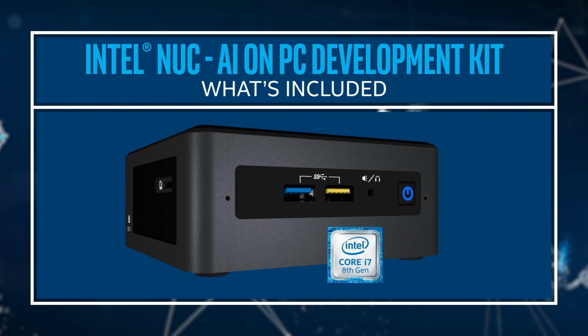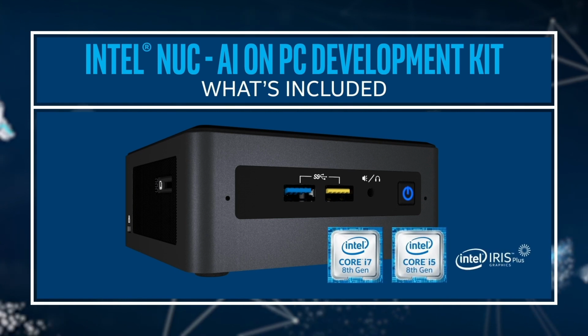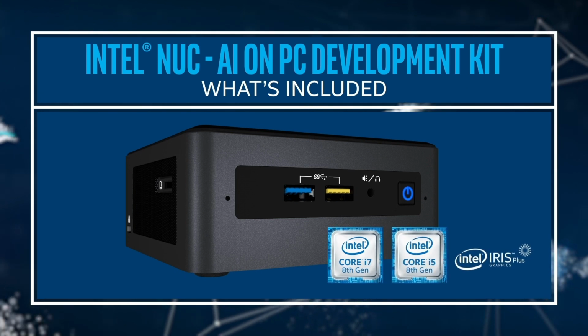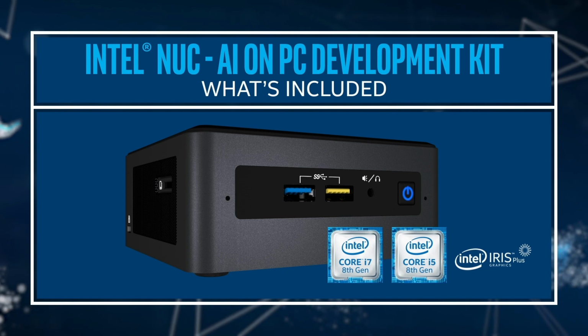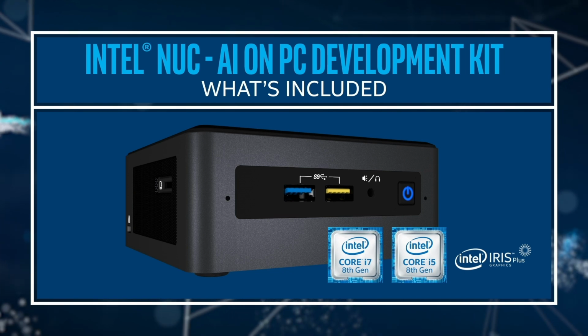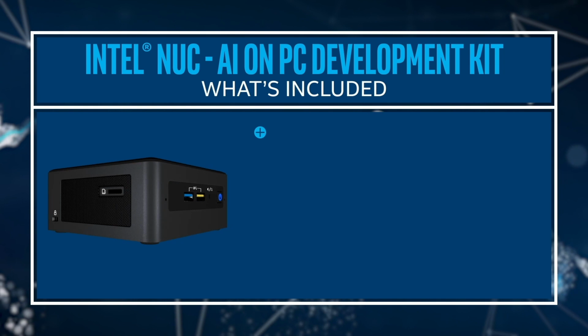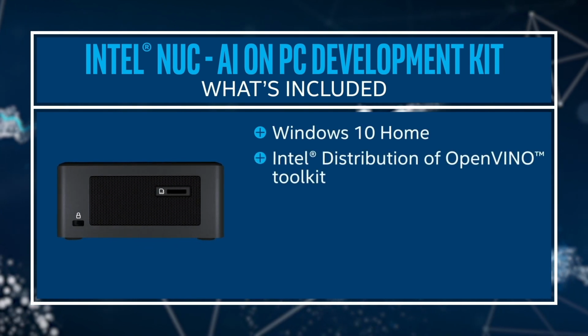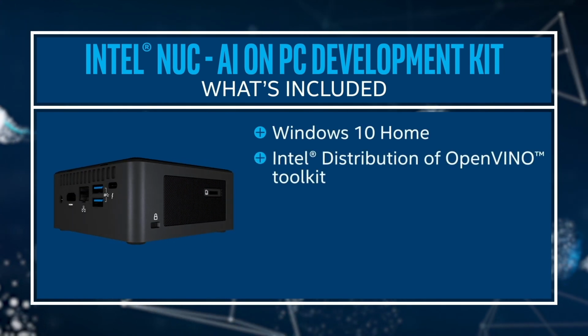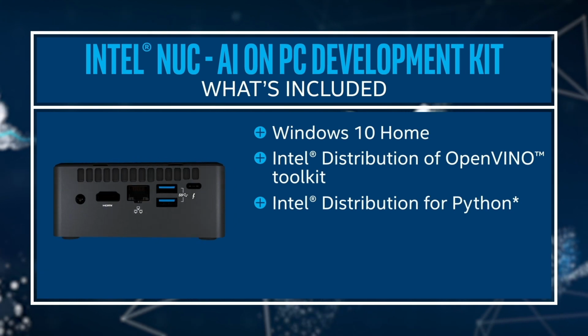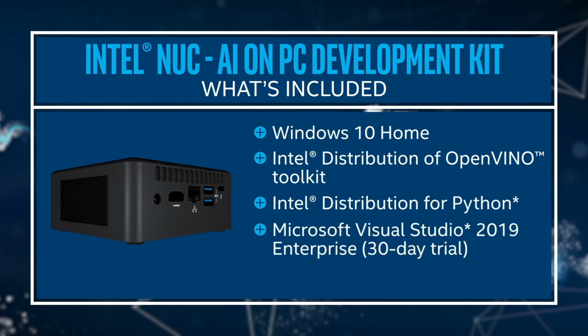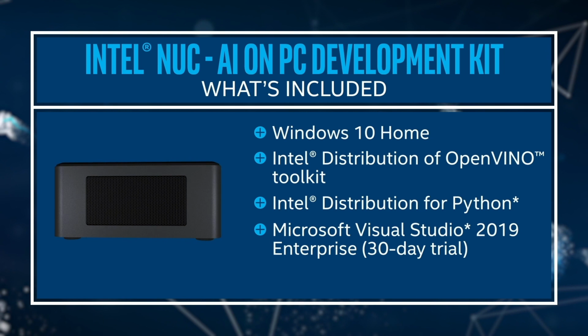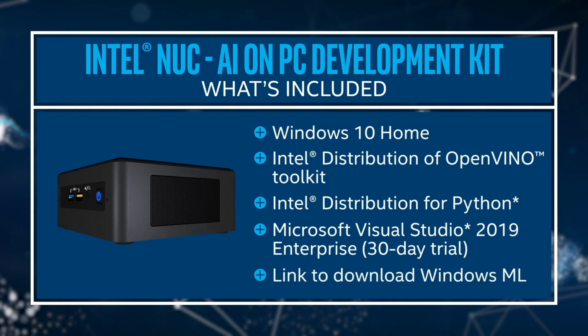You can choose from several models with different features, such as 8th generation Intel Core i7 or i5 processors with Iris Plus graphics, and it's preloaded with the latest AI on PC development kit from Intel. The software includes Windows 10 Home, Intel distribution of OpenVINO Toolkit, Intel distribution for Python, a 30-day trial of Microsoft Visual Studio 2019 for Enterprise, and a link to download Windows ML.